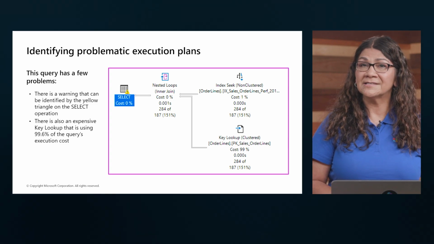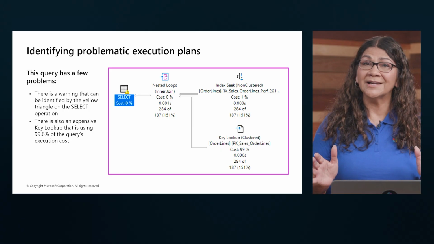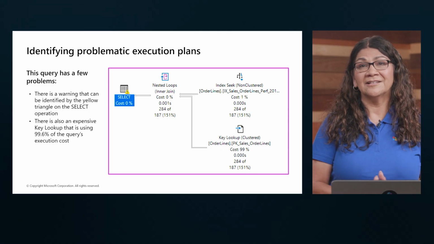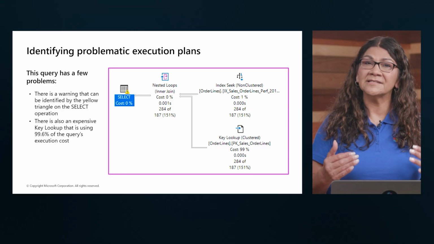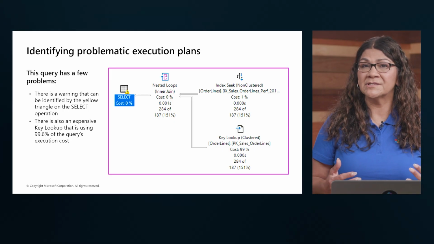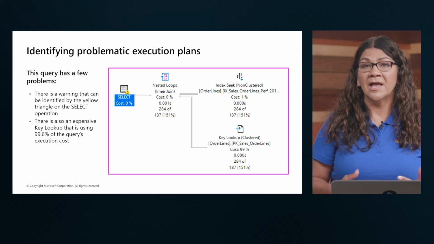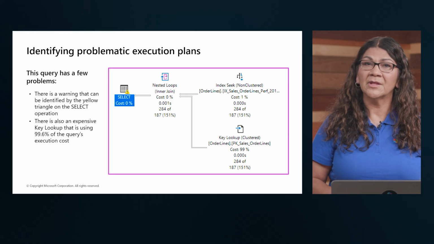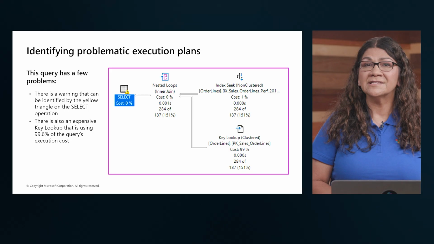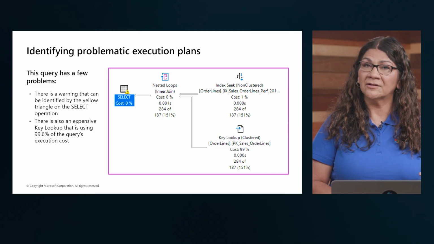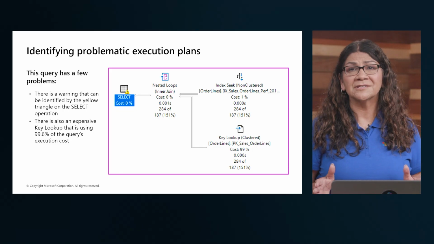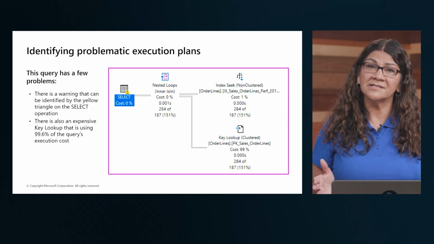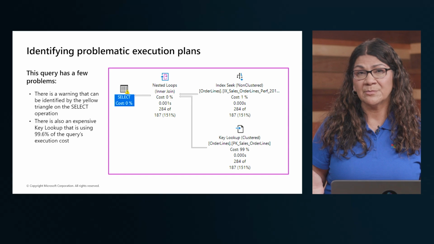Identifying problematic execution plans is an art as well as a science. It'll take some time to perfect, but here are some of the query execution plan's major performance concerns to watch out for, and more coming soon. First, a warning is flagged by a yellow triangle on the select operation, which may indicate issues like implicit conversions, memory spills to tempdb, or other inefficiencies.